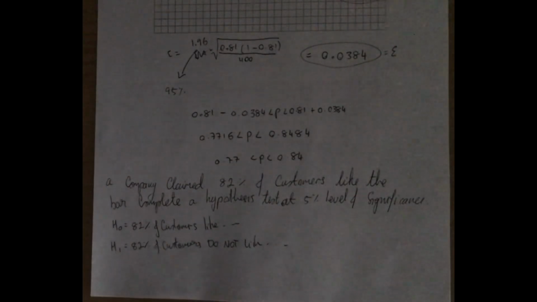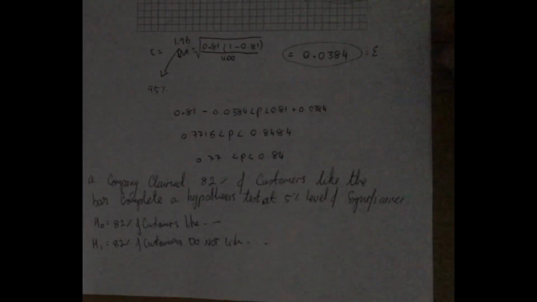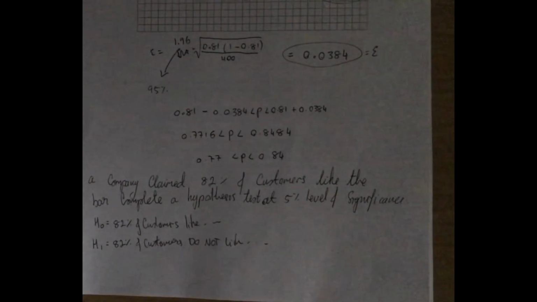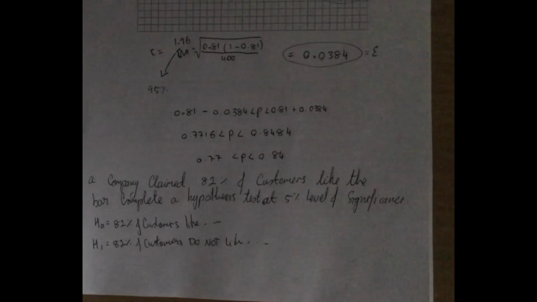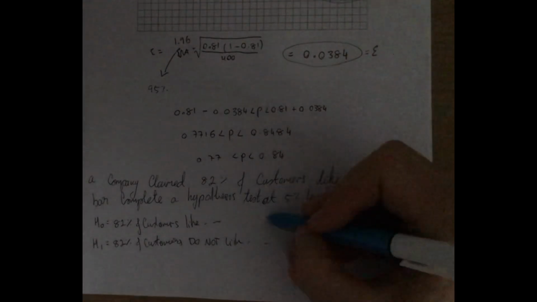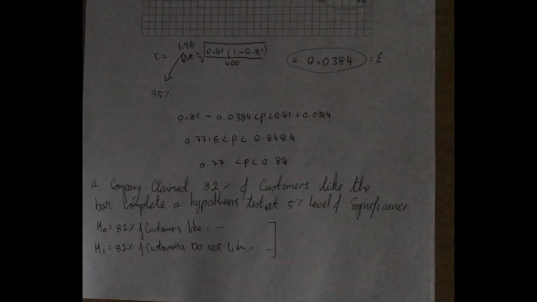So again, H0 is your null hypothesis, you agree with the question, whatever the claim is, we accept it. For the alternative hypothesis, no, we don't accept the claim in the question, you will just add in "do not" into your null hypothesis. So both of these, you have to essentially try to prove one of them. So the question said a company claimed 82%, and it says the 5% level of significance.